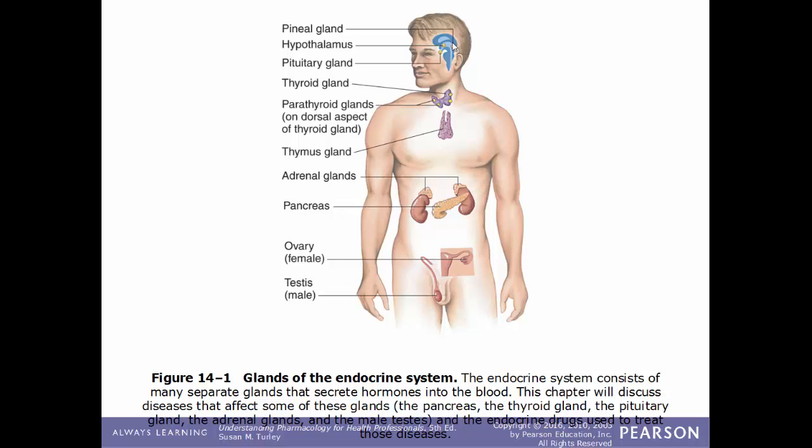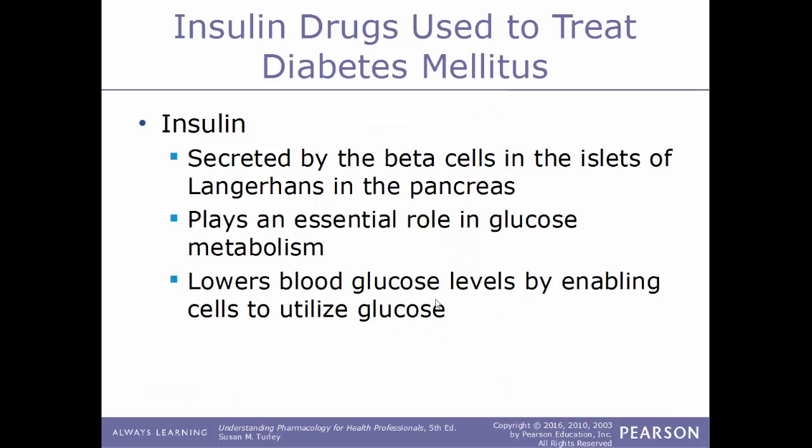Starting up here in the brain, we have the pineal gland and hypothalamus, pituitary gland here, thyroid and parathyroid here, thymus, adrenals, pancreas. For females, the ovaries, and for males, the testes. First, we'll talk about insulin drugs that are used to treat diabetes mellitus.